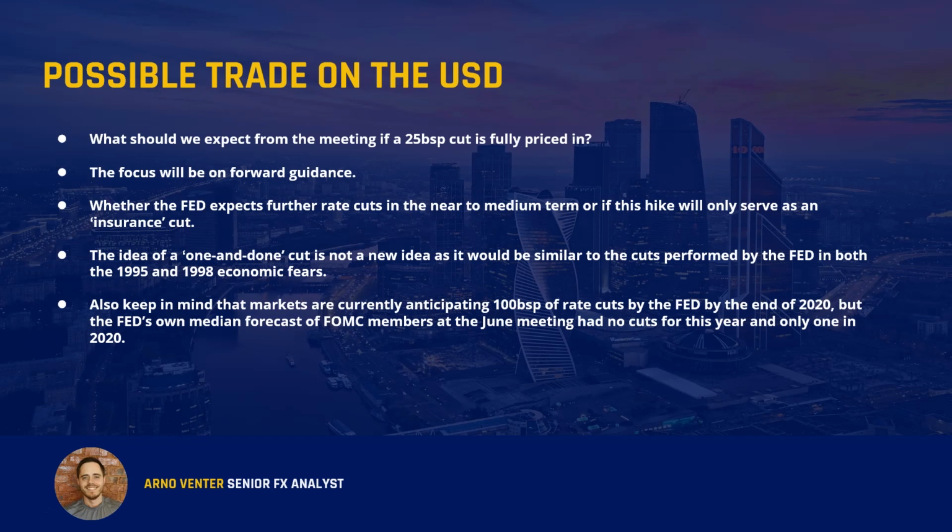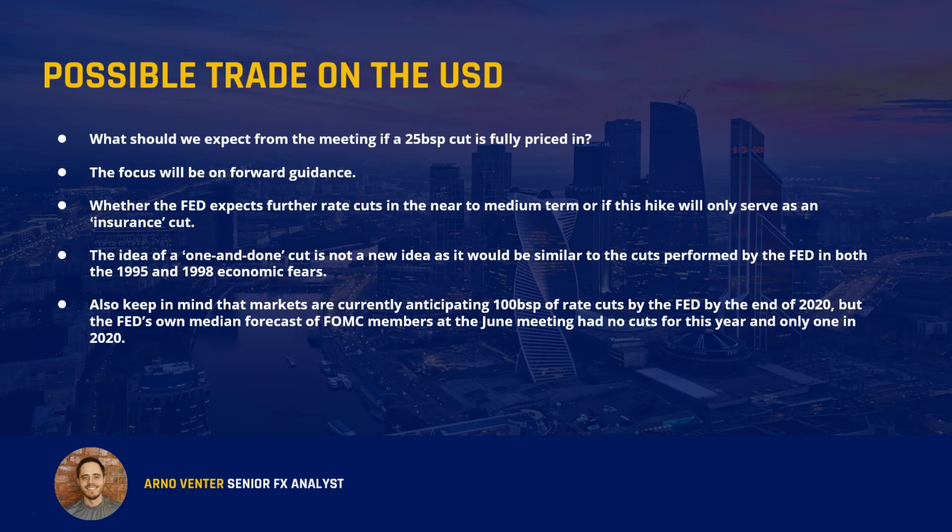Now, the main focus will definitely turn to forward guidance as to whether the Fed expects further rate cuts in the near to medium term horizon, or whether this cut will only serve as an insurance cut against a slowing local as well as a global economy. Now, the idea of a one and done or insurance cut is not really a new idea when it comes to the Fed. We've seen similar cuts performed by the Fed in both 1995 as well as 1998 when similar economic fears gripped the markets as well. So a one and done cut isn't really something that'll be outlandish for the Fed to do.